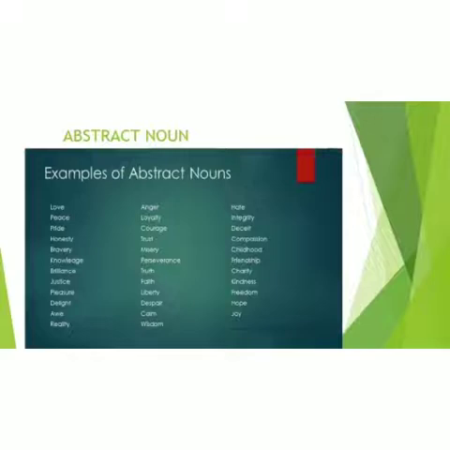Abstract noun. An abstract noun is a word that names a quality, feeling, idea, or condition of someone or something that cannot be touched. An abstract noun is uncountable. For example, wisdom, happiness, friendship, etc.